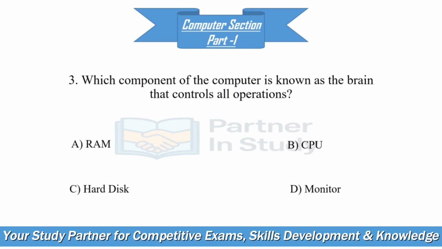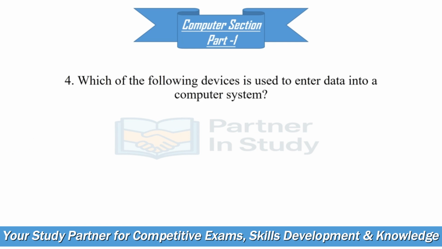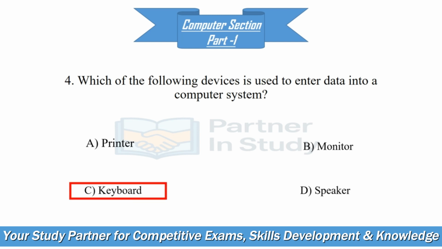Which component of the computer is known as the brain that controls all operations? The right option is option B, CPU. Which of the following devices is used to enter data into a computer system? The right option is option C, keyboard.